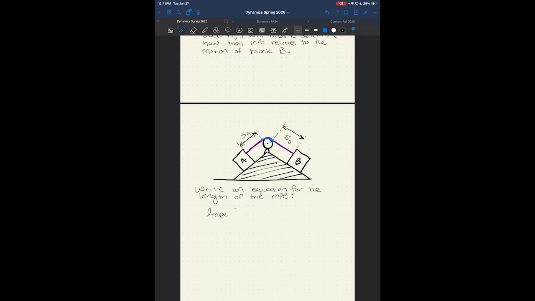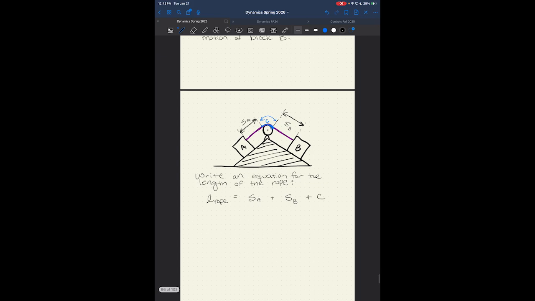SA plus SB. Okay, great. SA plus SB. Is that it? Yeah, plus the constant. Yeah, absolutely. So I could call this maybe a distance C that never changes. So we'll go ahead and throw it in there just to be complete. The length of the rope is whatever SA is plus the constant amount plus SB.